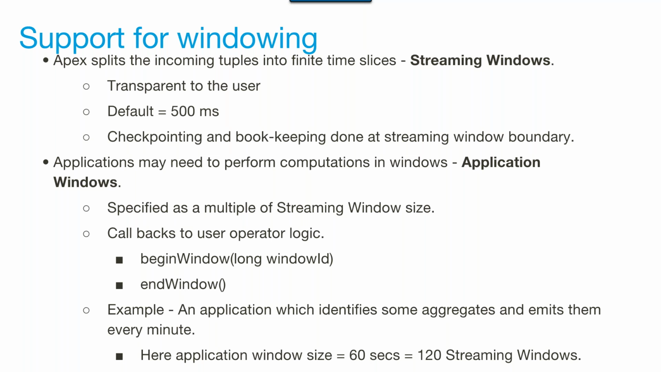And these are represented by the window ID. This ID is the window ID. And the finite small segments, as I said, are called the streaming windows. The streaming windows are transmitted to the user, and the default value is 500 milliseconds. And the checkpointing and bookkeeping are done at the streaming window boundary.